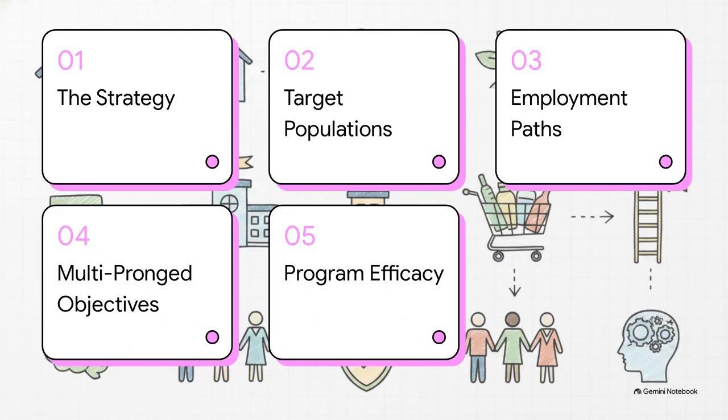Okay, let's dive into this. Here's our roadmap for today. First, 1, the strategy, followed by 2, target populations. Then we'll look at 3, employment paths, 4, multi-pronged objectives, and finally wrap up with 5, program efficacy.